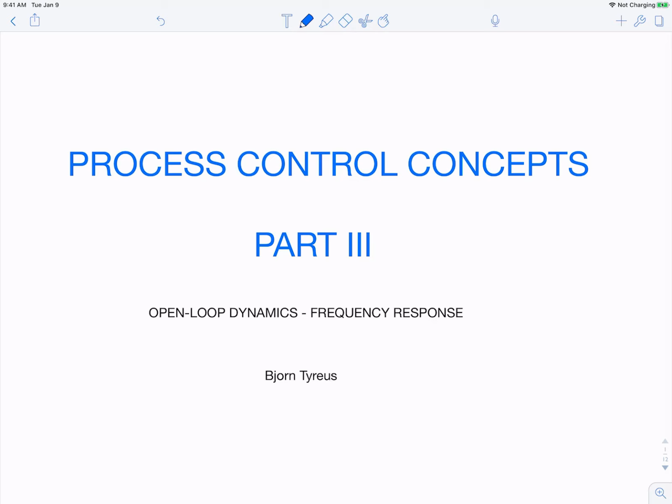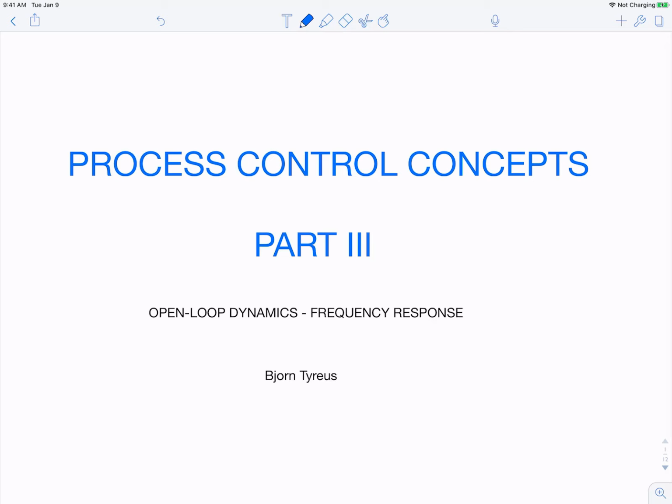In parts 1 and 2, we looked at the steady state and dynamic aspects of the simple process I've chosen for the Control Concepts app. In this video, we continue to explore the characteristics of the process by way of what's called frequency domain dynamics. It'll be slightly more theoretical in nature than the first two parts, but the concept we introduce here will be very useful when we look at feedback control performance in later videos.